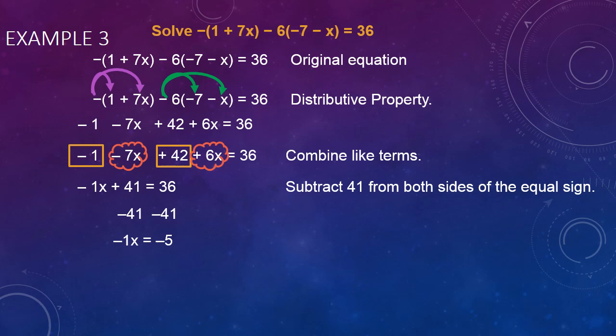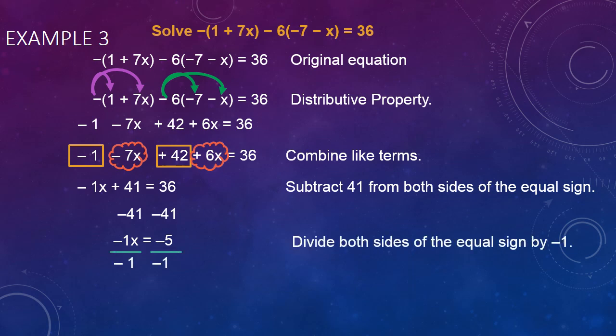Now I'm going to subtract 41 from both sides of the equal sign. And when I subtract 41 from both sides of the equal sign, I'm left with negative 1x is equal to negative 5. My final step is to divide both sides by negative 1. So the result, x equals 5.